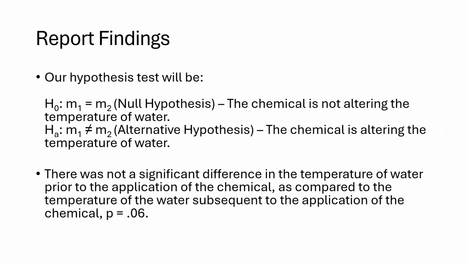So these are our hypotheses, the null and the alternative. The null is the chemical is not altering the temperature of water. That's our status quo assumption, which is always that there is not going to be an impact. The alternative is that it is altering the temperature of water. So because we failed to reject the null hypothesis, we would state that there was not a significant difference in the temperature of water prior to the application of the chemical as compared to temperature of water subsequent to the application of the chemical. P equals 0.06.